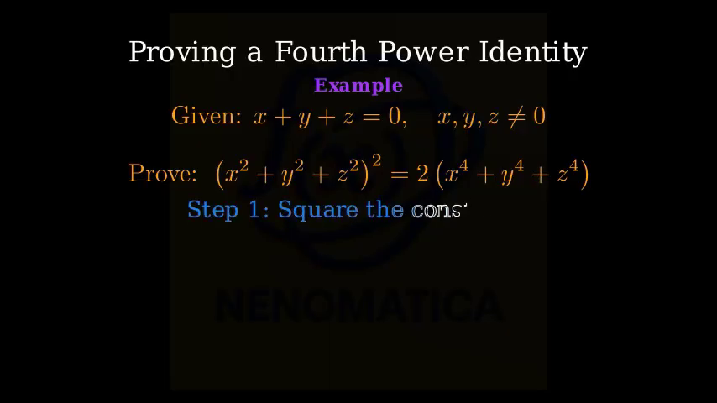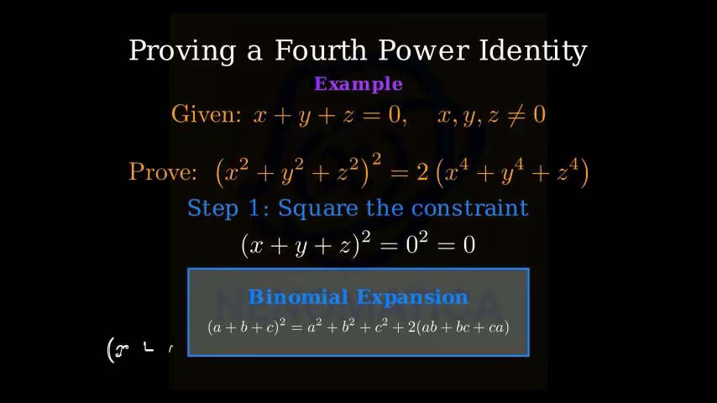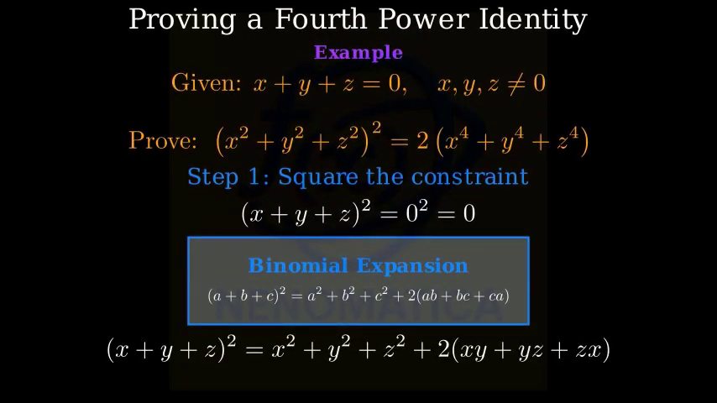Step 1. We'll begin by squaring both sides of the equation x plus y plus z equals 0. The left side becomes (x plus y plus z) squared equals 0 squared, which is simply 0. But we also know that when we expand this square, we get a different form. By the binomial expansion, (x plus y plus z) squared equals x squared plus y squared plus z squared plus 2 times (xy plus yz plus zx).